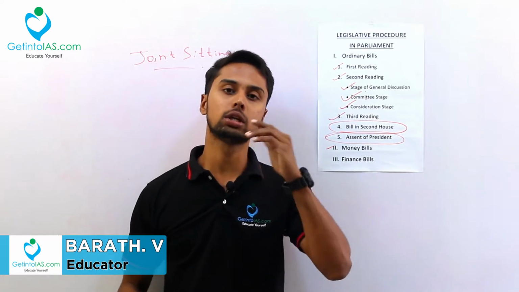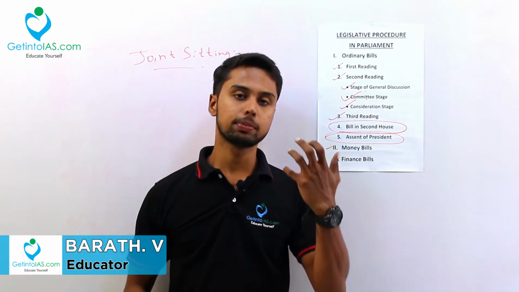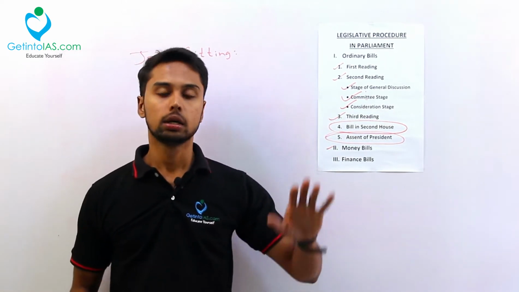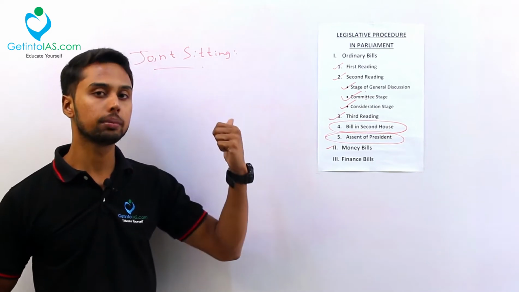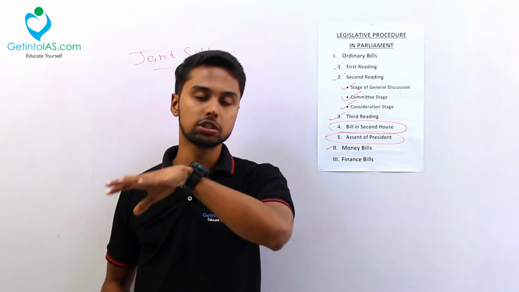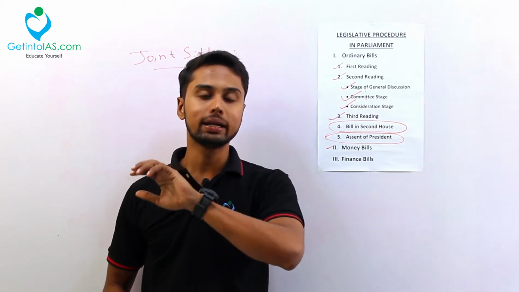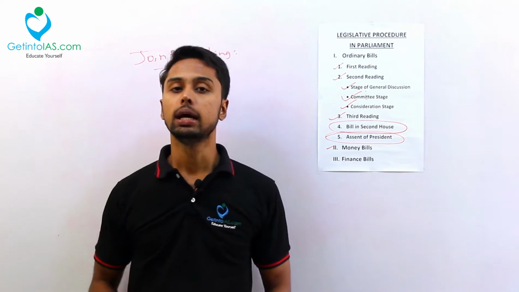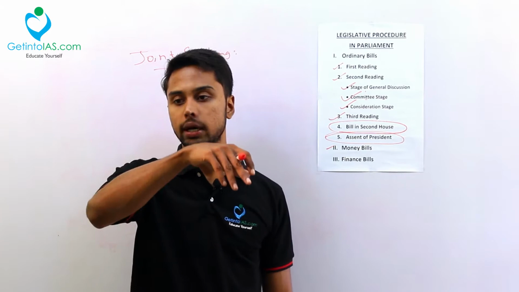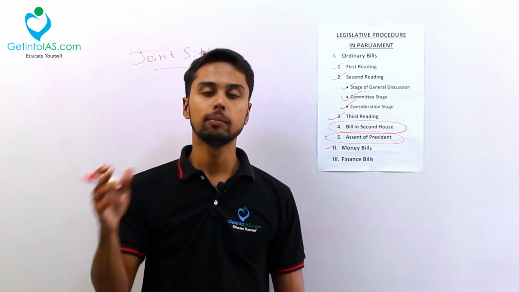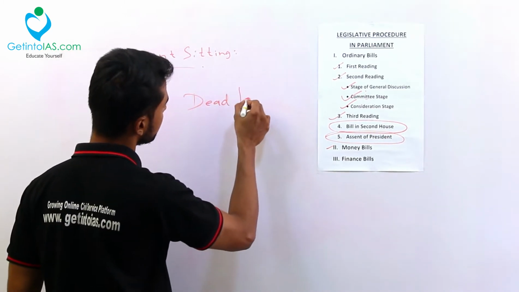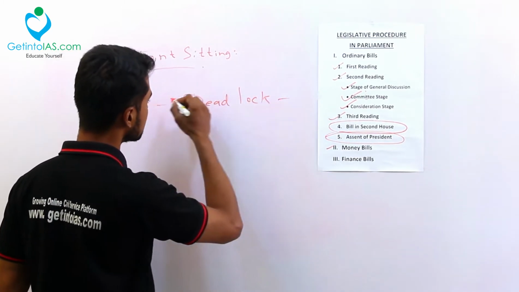So when does this joint sitting happen? First thing, when Lok Sabha is passing an ordinary bill, because joint sitting has nothing to do with your money bill. Joint sitting is only for ordinary bills. So when a bill is passed by Lok Sabha and going to Rajya Sabha, and if Rajya Sabha is not happy with the bill and it is suggesting some amendments, and it is passed again to Lok Sabha, and if Lok Sabha is not accepting those recommendations given by Rajya Sabha, then it is known as deadlock. So deadlock is the main principle behind this joint sitting. When deadlock arises, joint sitting happens.